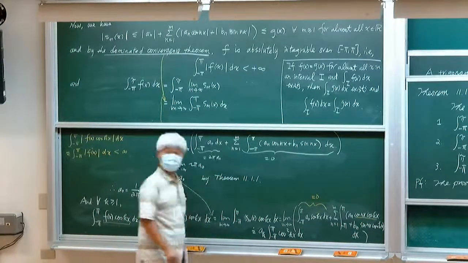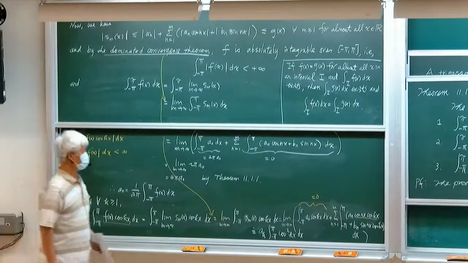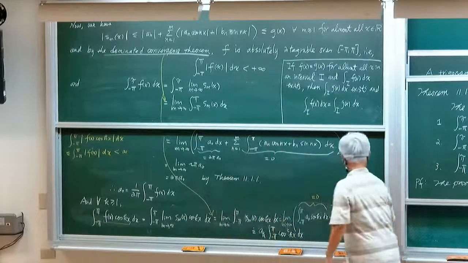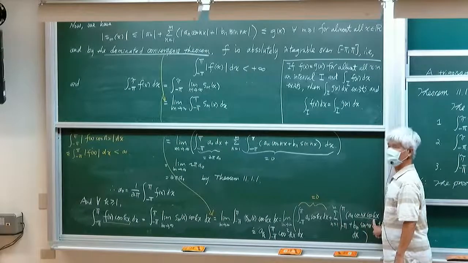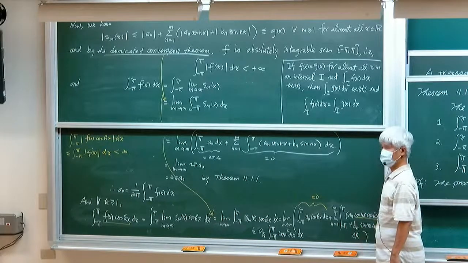Okay. Yep. Because when n equals k, you have a square. Thank you. Good question.